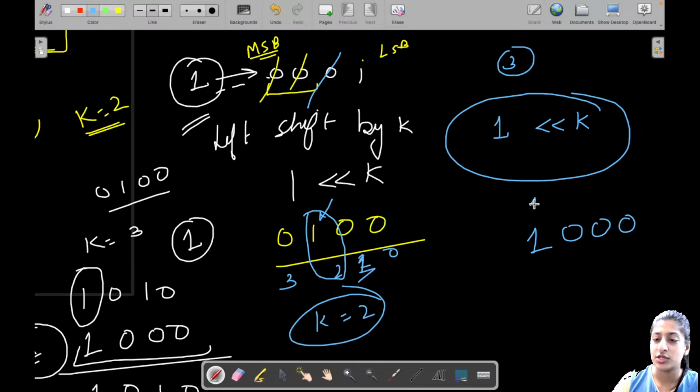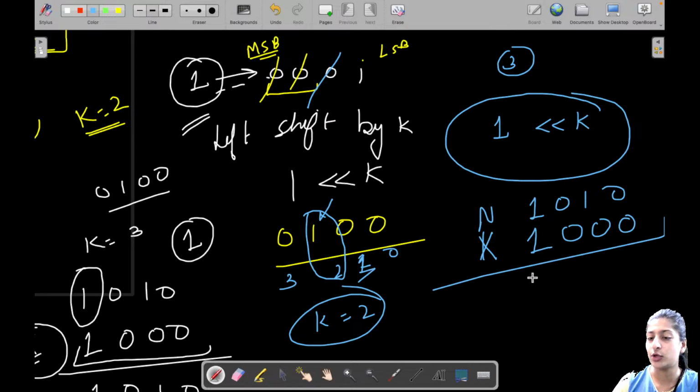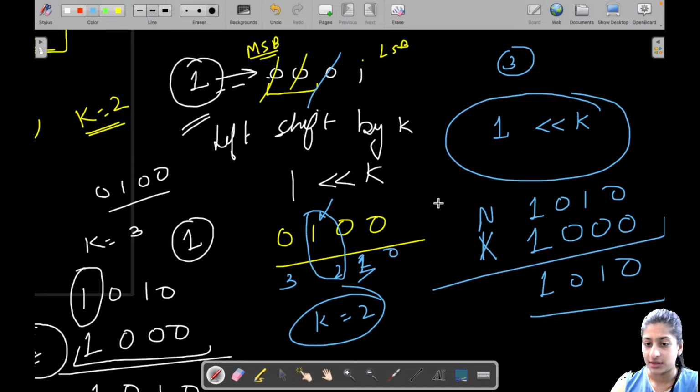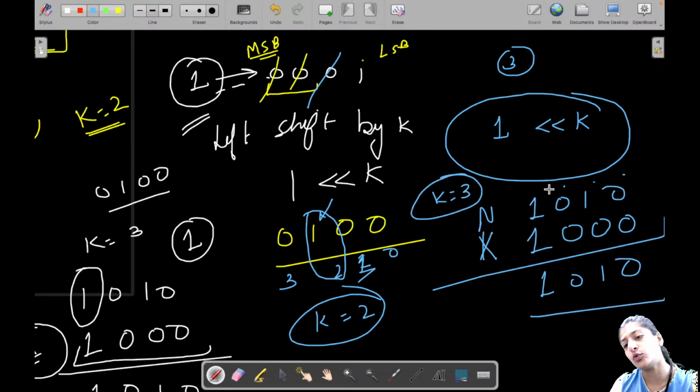Then let's say your original number is 1 0 1 0. Now you do a bitwise OR of this number. So bitwise OR of x and n will be equal to n itself, because in this case k is 3, and the third index, 0 1 2 3, the third index bit is already 1, so there is no change needed in n, so I am returning n as it is.